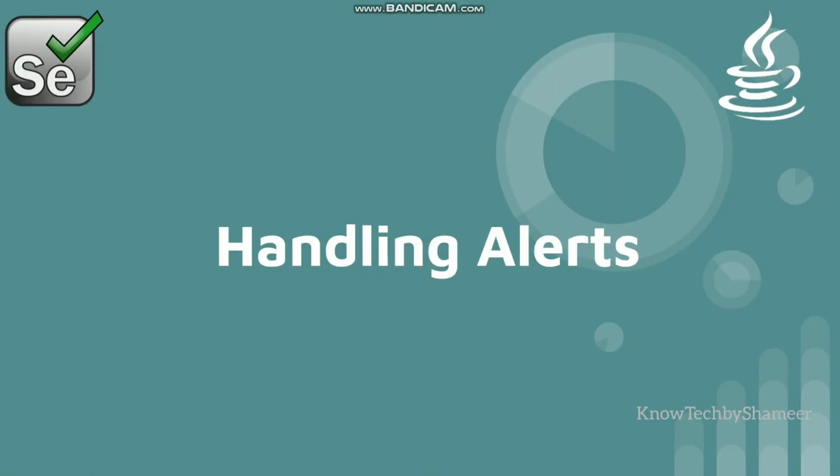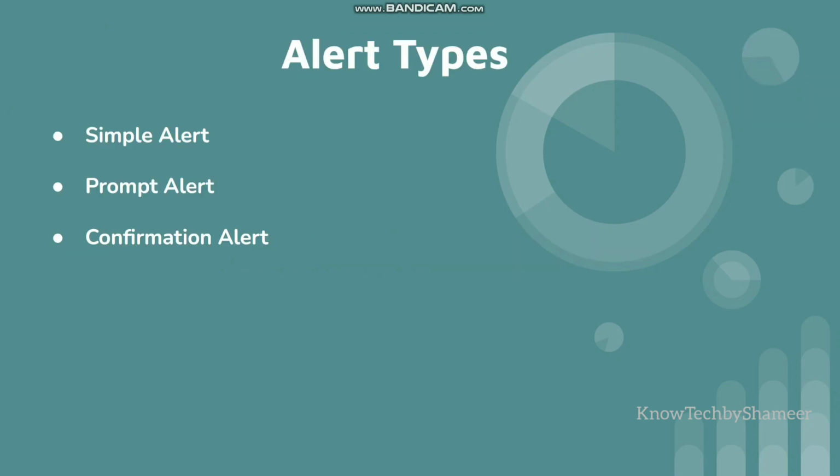In this video, we can see how to handle the alerts in Selenium. Let's get started. We have three types of alerts. The first one is simple alert, the second one is the prompt alert, and the third one is the confirmation alert. In this video, we can see about simple alert.